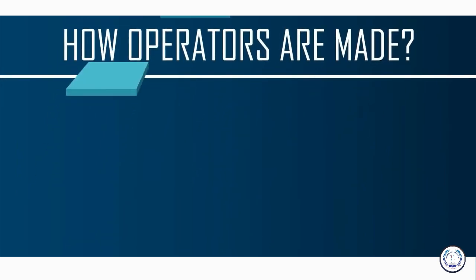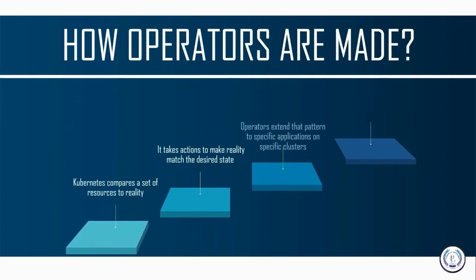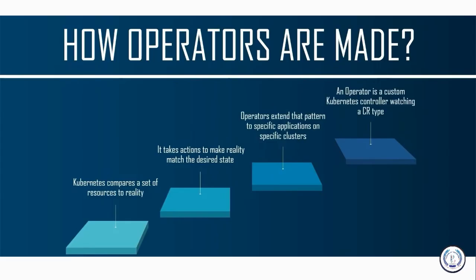So the first thing Kubernetes does is compare a set of resources to reality, that is, the running state of the cluster. Then it takes actions to make reality match the desired state described by those resources. Operators then extend that pattern to specific applications on specific clusters. So an operator is basically a custom Kubernetes controller watching a custom resource type and taking application-specific actions to make reality match the spec in that resource.